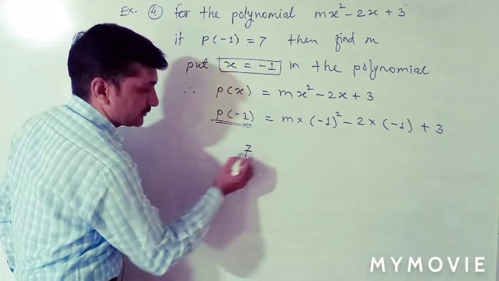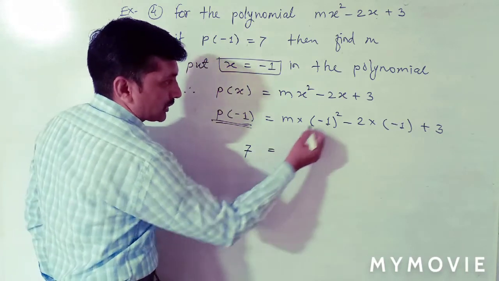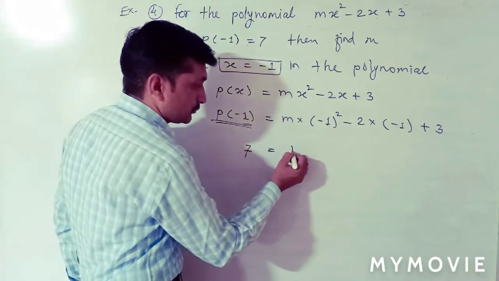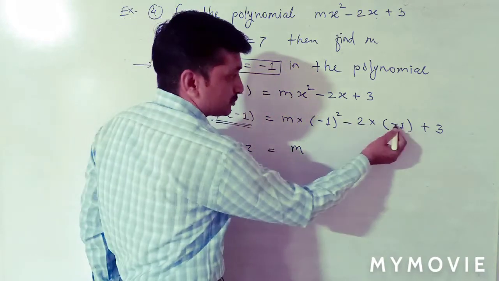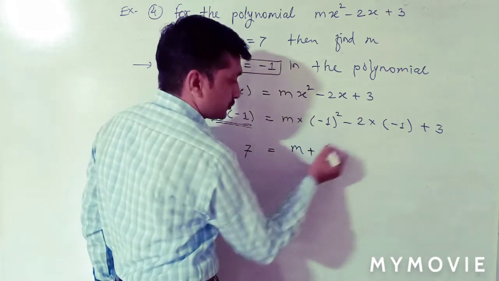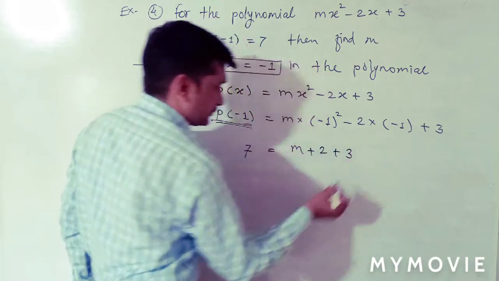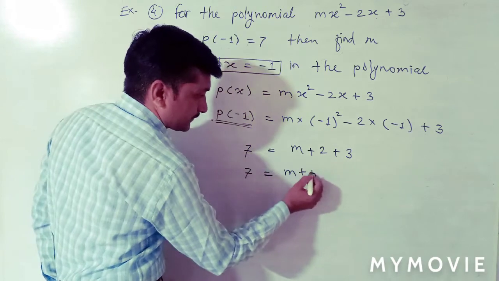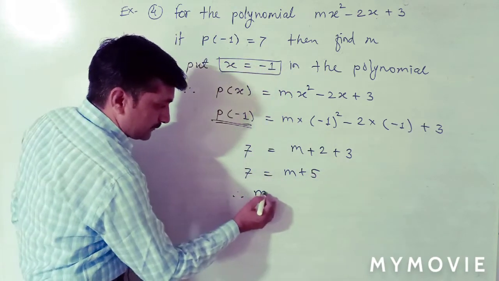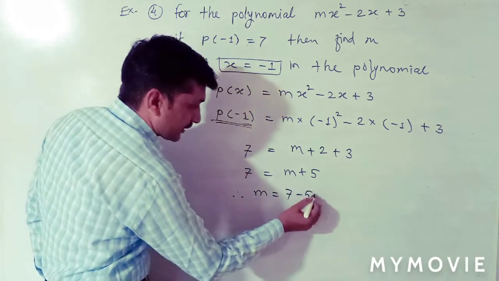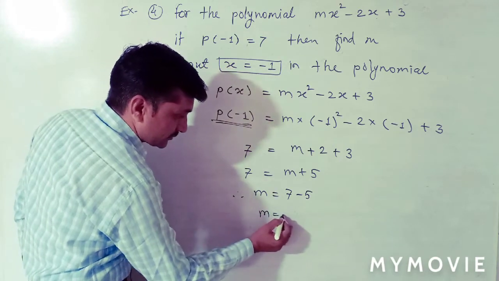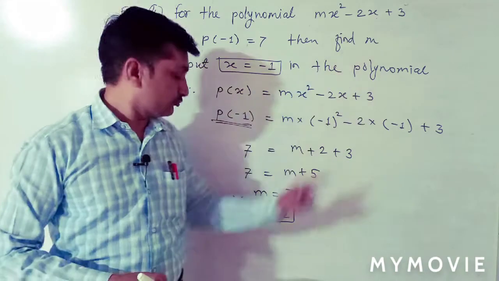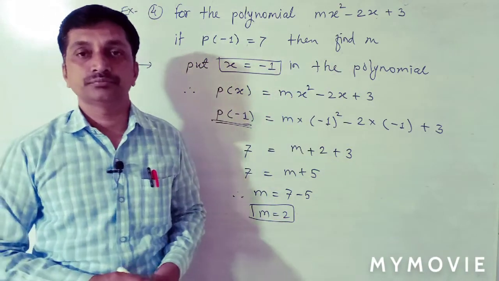Now this value is given, p of minus 1 is 7. Therefore put here 7 is equal to, and solve this: minus 1 square is 1, into m only, minus minus plus 2, 1s are 2, plus 3. 7 is equal to m plus 5, and therefore m is equal to 7 minus 5. We get the value of m here, m is equal to 2. Find m, we got the value of m as 2.